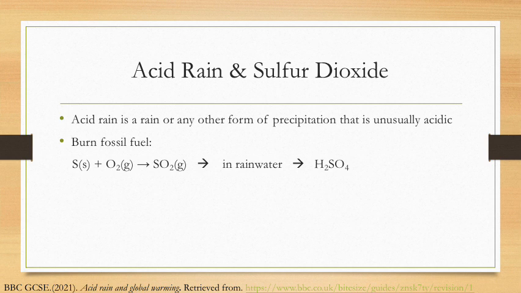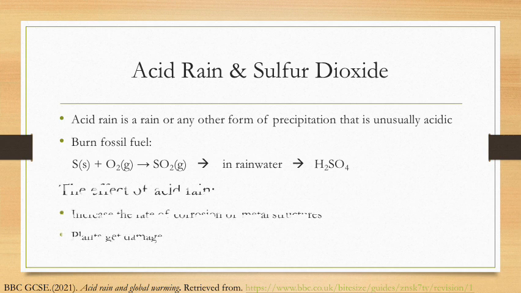I just mentioned acid rain, so let's talk about it. Acid rain is strongly acidic, and when burning fossil fuel, there is a formation of sulfur dioxide. Once it dissolves in the rainwater, it will form sulfuric acid. So, what is the effect of it? For example, corrosion of metal structures like bridges. Also, plants get damaged and fish in the river might die.